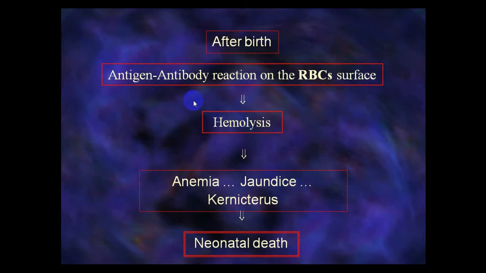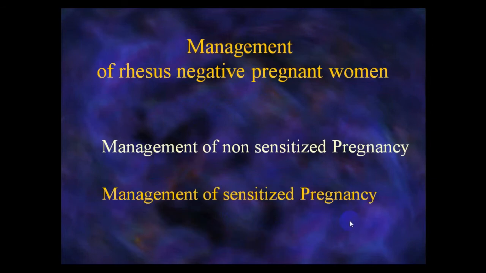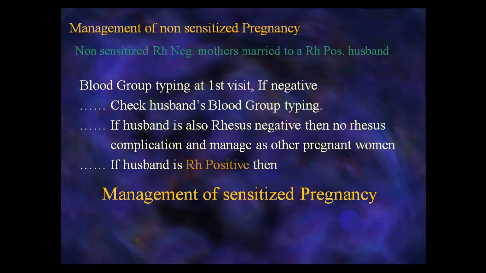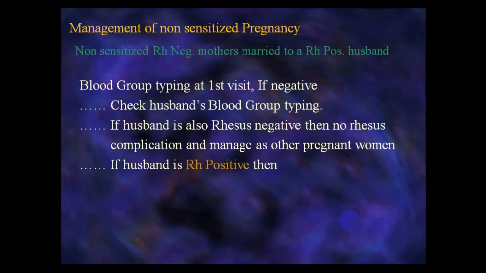After birth, the antibody reaction on the RBC surface causes hemolysis, also anemia, jaundice, kernicterus, and neonatal death if there is a severe type of jaundice and destruction. Management of Rh negative pregnant women: management of the non-sensitized pregnant woman and of the sensitized pregnant woman, according to the presentation of the pregnant female. Management of the non-sensitized pregnant woman.